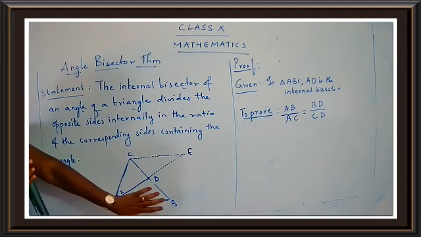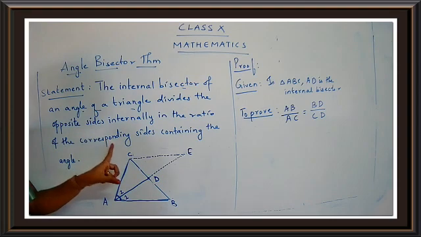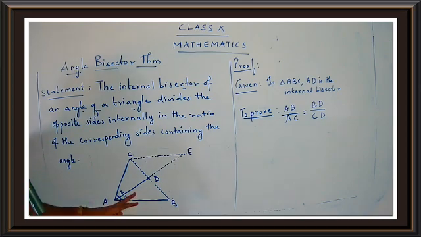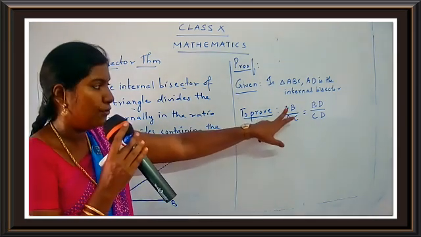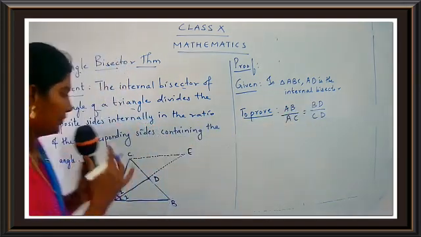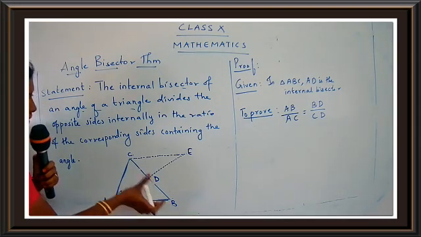Okay, so it is dividing these two parts in the ratio of the corresponding sides containing the angle. Along with this, you have to take the corresponding sides containing the angle. So what do you get for the to-prove part? You have to prove that AB upon AC is equal to BD upon CD. That is AB upon AC, BD upon CD.